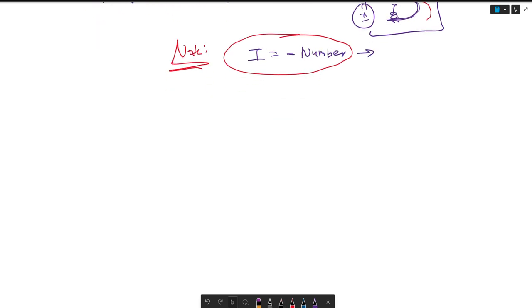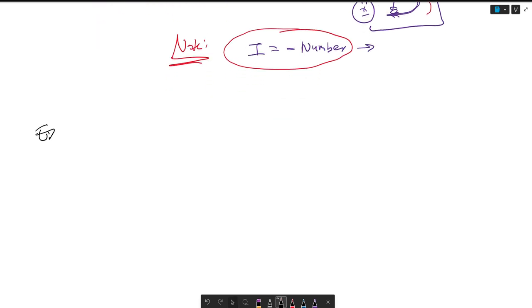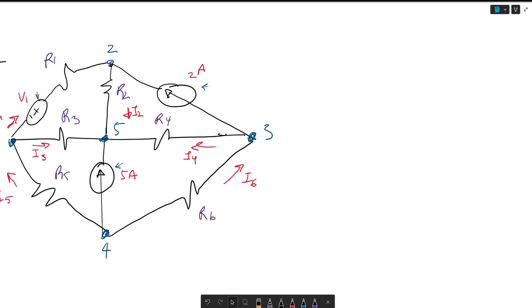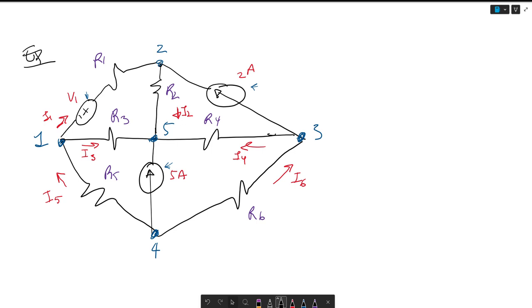Now let's take a quick example to show this in concept. If we have this as our example, where we have 5 nodes, node 1, 2, 3, 4, and 5, and we have resistors on the connecting points of the nodes with a voltage source and current sources integrated within them, we can write different things about the nodes.